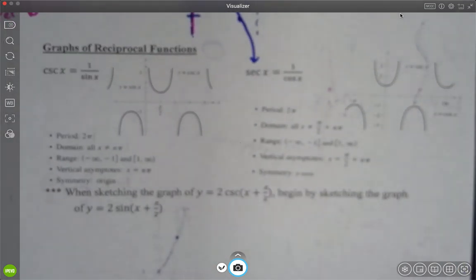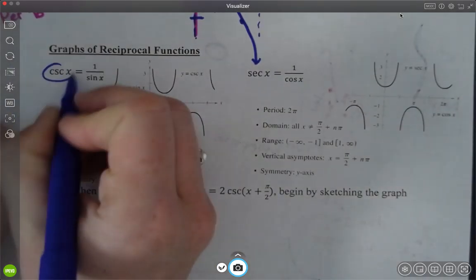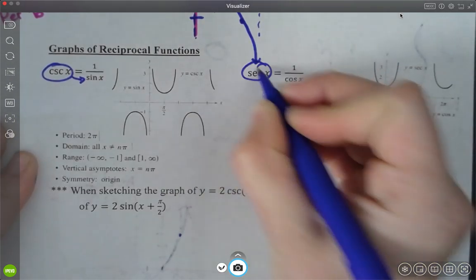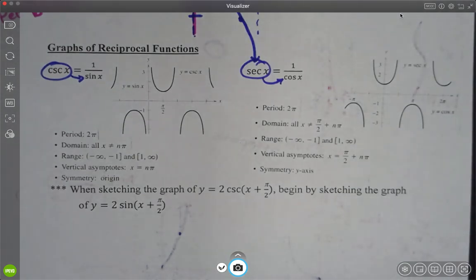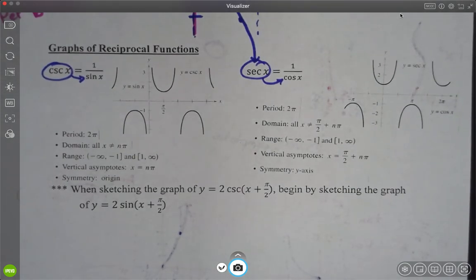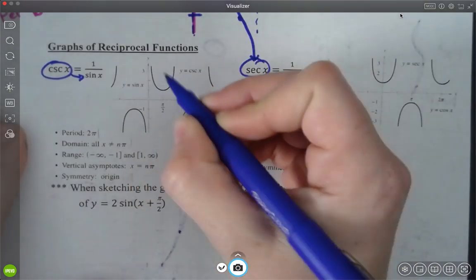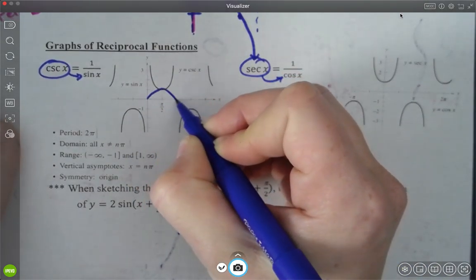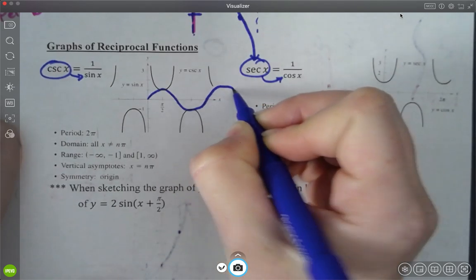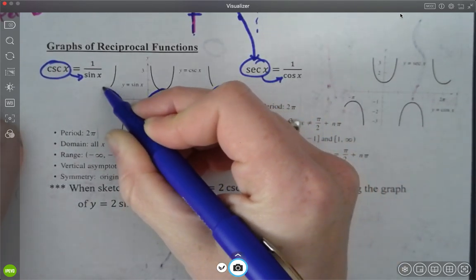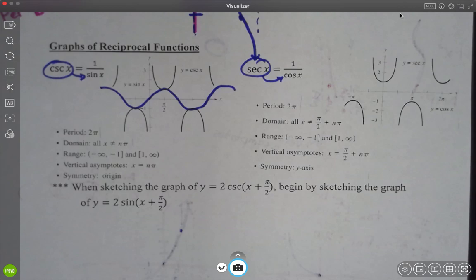Okay, graphs of reciprocal functions. Cosecant goes with sine, and secant goes with cosine. Cosecant and sine, secant and cosine. Now, to graph cosecant, you always graph sine first. Sine looks like this. Up and then down and then up and then down and so on. That's what sine looks like.